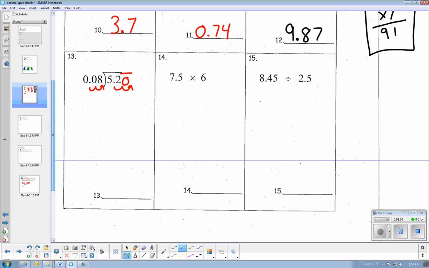I'm going to pull this line over here, and we're going to put our decimal point up there before we do anything. So this is where it's really important to line your numbers up very nicely. Will 8 go into 5? No. Will 8 go into 52? Yes. 8 goes into 52 6 times. Now notice I'm putting it right above that 52.